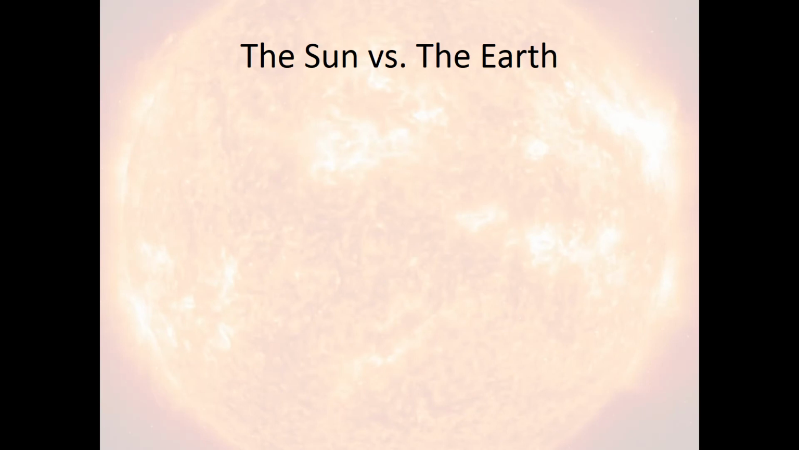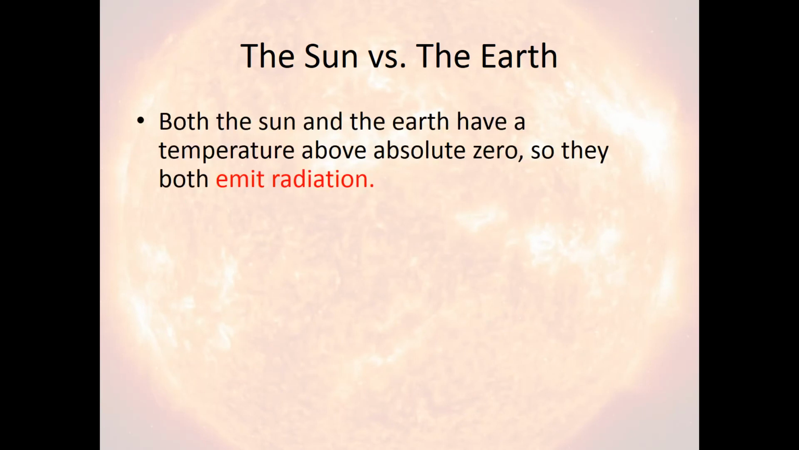So, first, let's talk about the fact that both the sun and the earth have temperatures above absolute zero. So they both emit radiation. So yes, believe it or not, the earth right now is emitting radiation, as all the objects around you are.